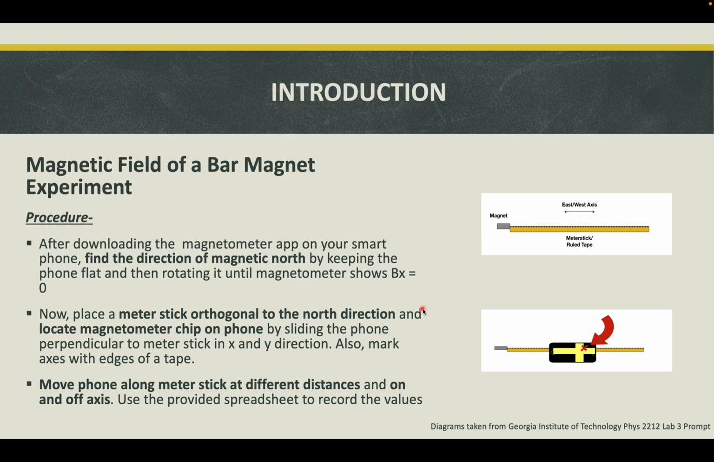Then set up the meter stick orthogonal to the magnetometer in order to minimize the Earth's magnetic field. Now move the phone along various distances on the meter stick, and also on and off axis, to record data. Then put the values recorded in the provided spreadsheet, which I'll soon show.